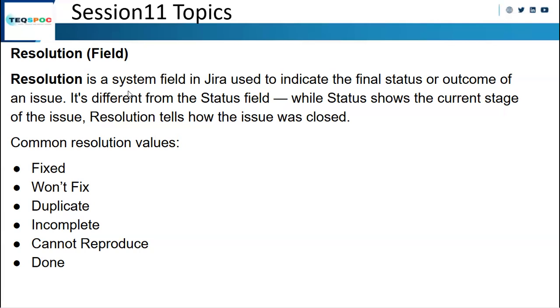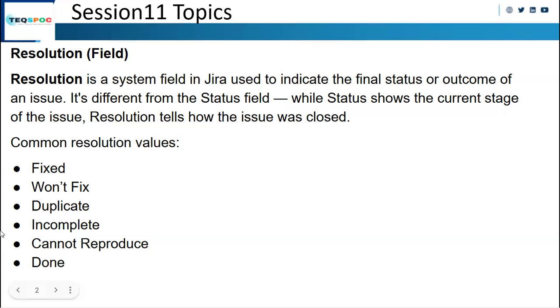When you move from in progress to done, a screen will pop up and it will ask why you want to mark the respective issue as done. What is the reason? In the reason you can select: it is fixed, won't fix, duplicate, incomplete, cannot reproduce, or done. So in that screen you give the reason why you are moving it from in progress to done. That screen is basically the resolution.